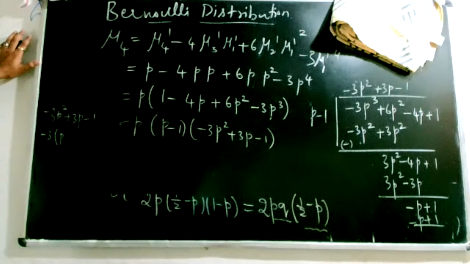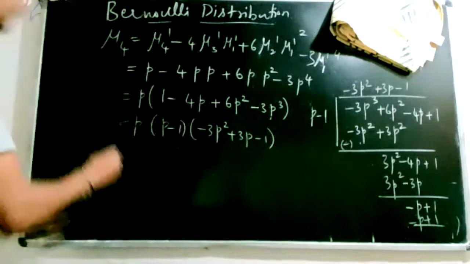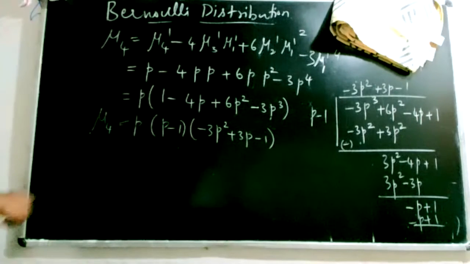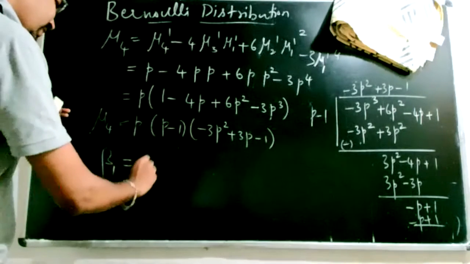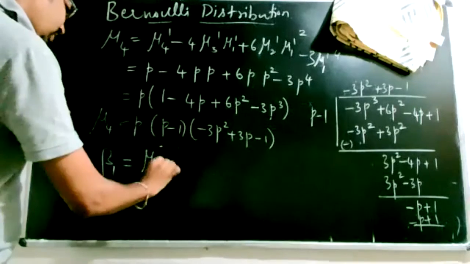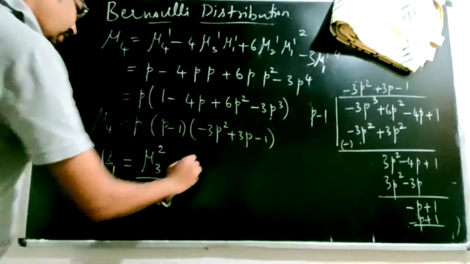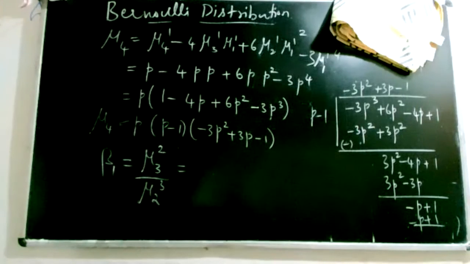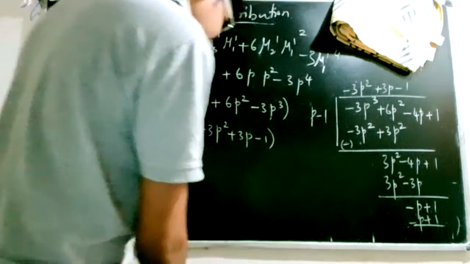Four mu 2 square p. So let us factorize. We'll keep this and look into the value of beta 1 as well as gamma 1. Beta 1 is defined as mu 3 square by mu 2 cube, and we have just derived our mu 3 square.